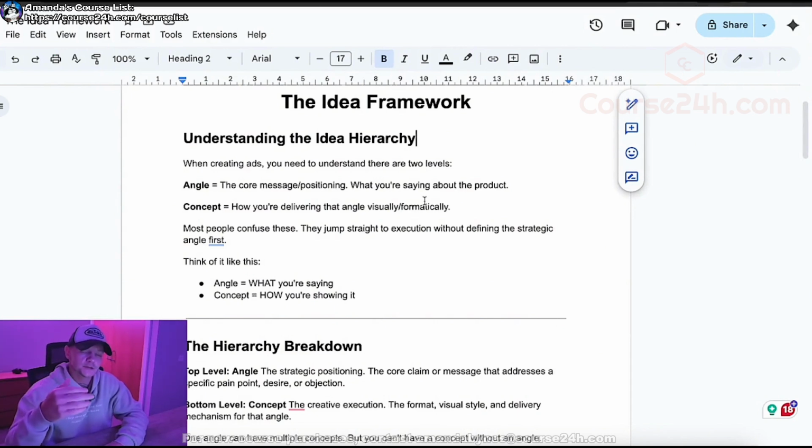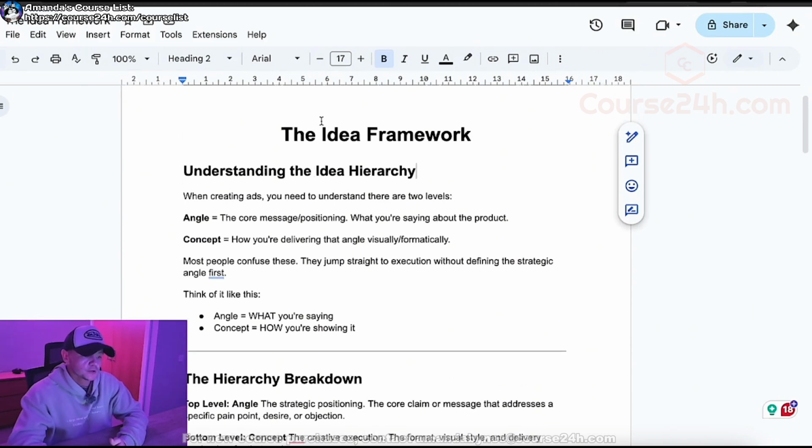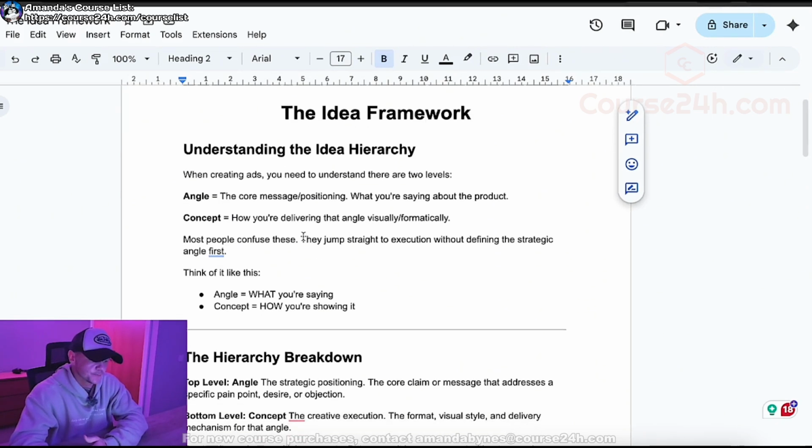When you're creating ads, understand that there's two levels, or this is the way that I would like to break them down. So, the overall thing for an ad is I have an idea for an ad. So that's at the top. And then we've got angles underneath that, and then underneath that we've got concept. So the angle is like the core message and positioning. That's what we're saying about the product. You should understand what angles are, right? Concept is how we deliver that angle.